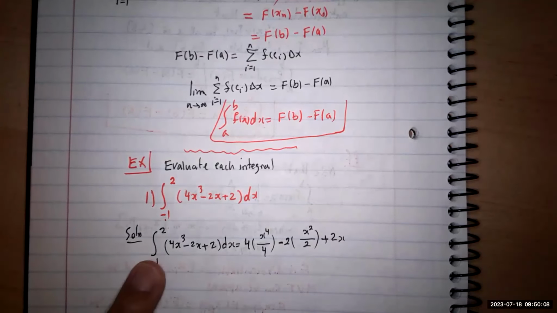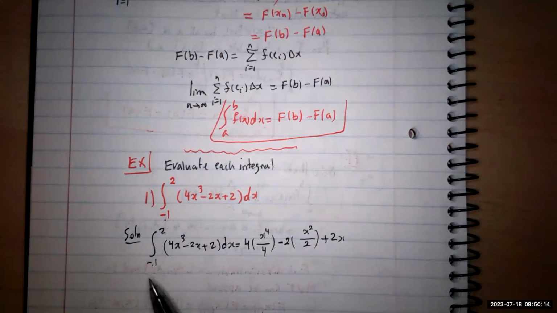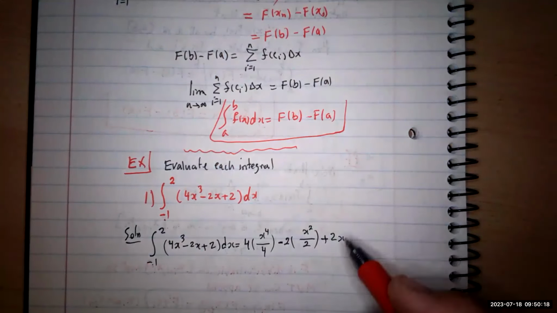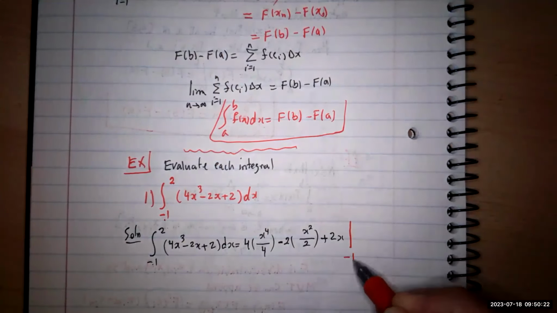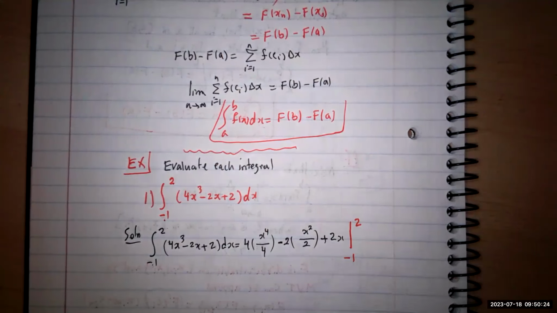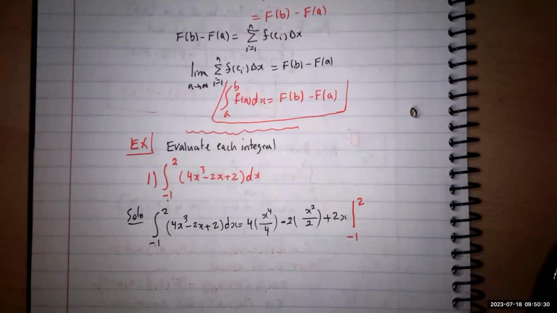So if there is no number, you add the constant c and you're done. If there are going to be numbers, you remind yourself that I have to evaluate it. This is the notation we use. Evaluate it from -1 to 2. For the definite integral, you see, f of b minus f of a. Simplify it first, then substitute.